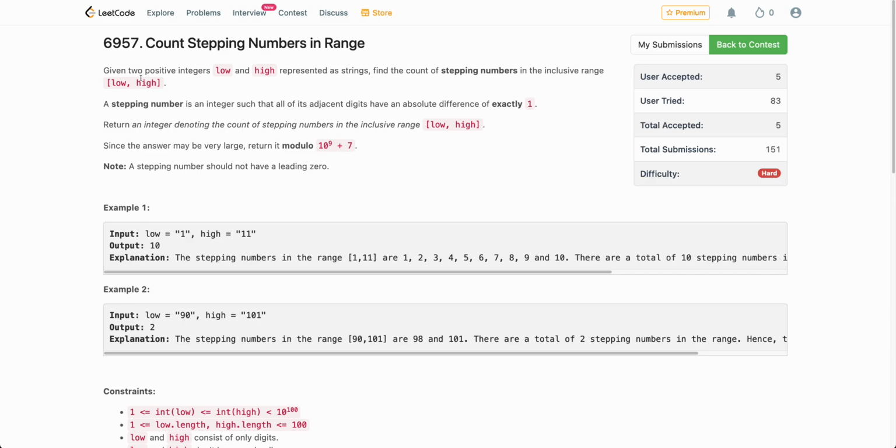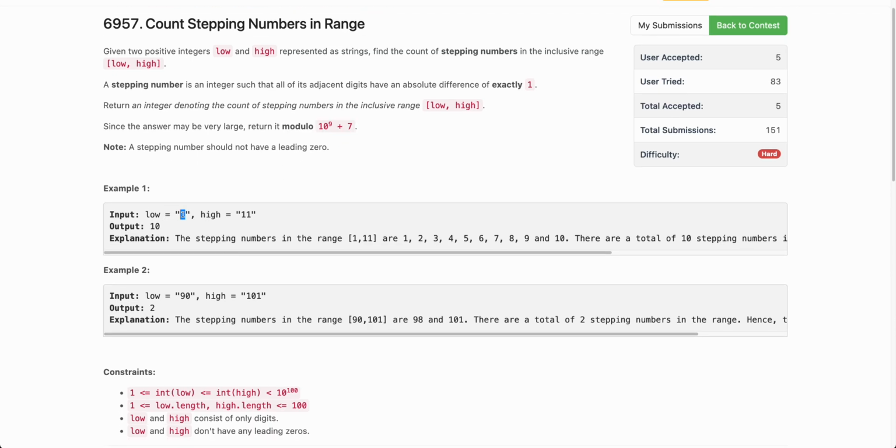The problem states that you are given two positive integers low and high represented as strings. You have to count the number of stepping numbers in the range low to high. What is a stepping number? A stepping number is an integer such that all of its adjacent digits have an absolute difference of exactly 1. You have to return this integer modulo 10 to the power 9 plus 7 because the answer could be very huge.